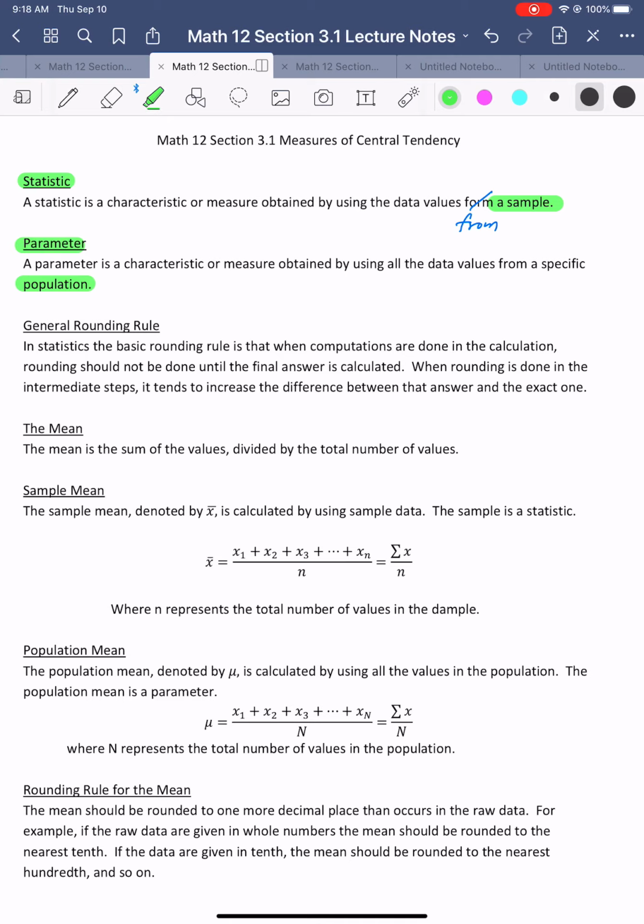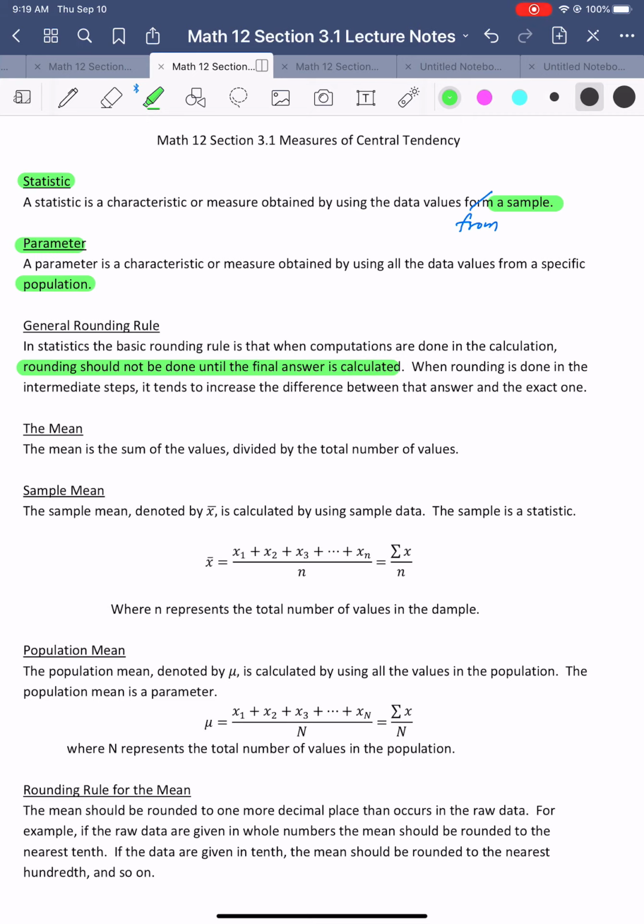So, the general rounding rule. In statistics, the basic rounding rule is that rounding should not be done until the final answer is calculated. When rounding is done in the intermediate steps, it tends to increase the difference between the answer that you might have and the answer that we want.